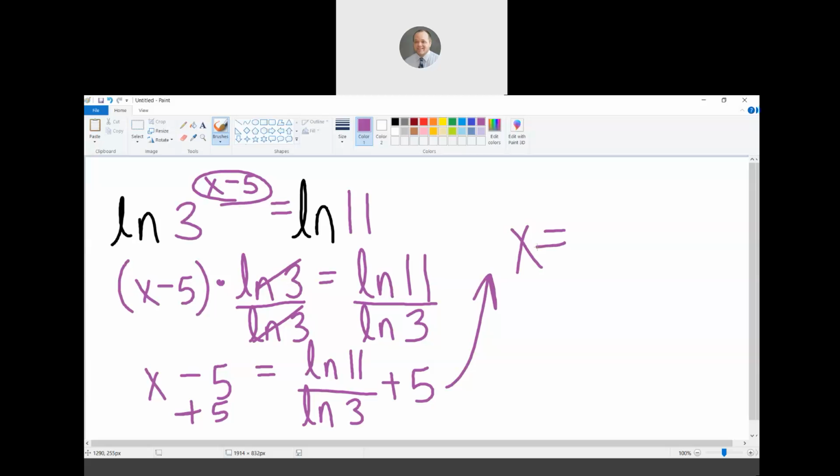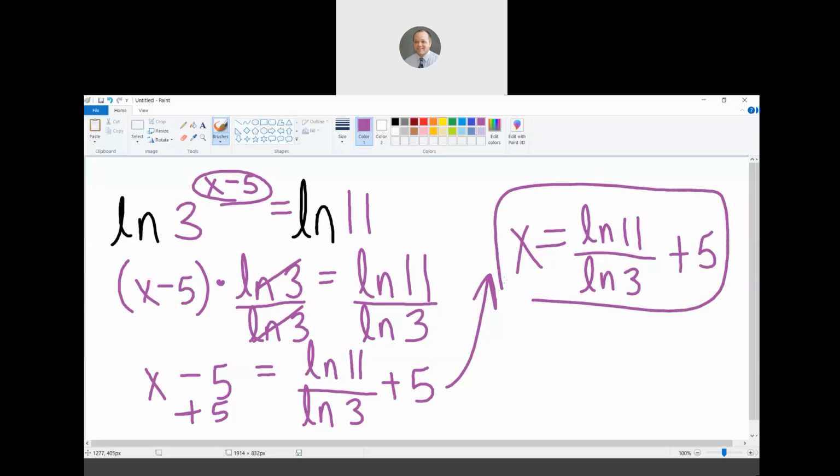Now, let's say for this equation, my MyMathLab wants an exact answer. So we're finished. Natural log of 11 all over natural log of 3 plus 5 would be your final answer.